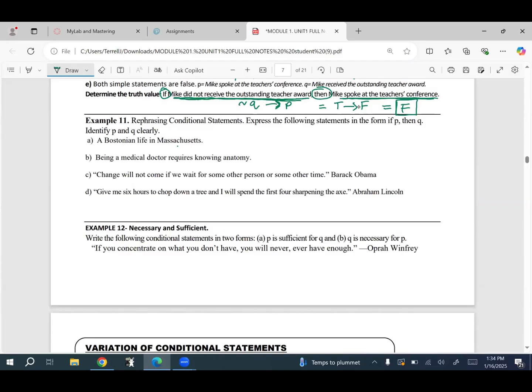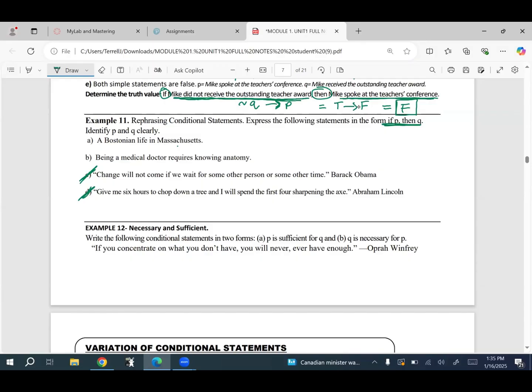Okay. For the next example, I'm just going to do A and B. I think we will be able to understand the idea with A and B. So these phrases, or statements I should say, that I'm about to read are not phrased correctly. We want to rephrase them into conditional statements in the form if-then. So look at the first one. It says a Bostonian lives in Massachusetts. How can I restructure that to be an if-then statement?